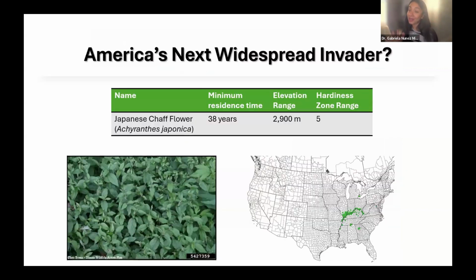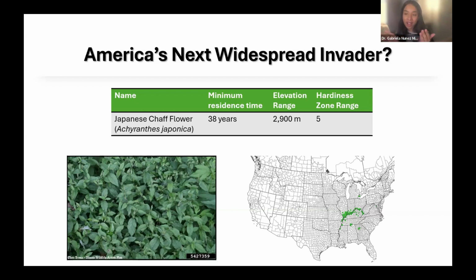And one that showed up was actually Japanese chaff flower. I believe this species is mostly in Kentucky right now. It might be in Missouri as well. It's coming up to Illinois, from what I hear from my friends with boots on the ground. So, Japanese chaff flower, Achyranthes japonica, has been in the U.S., at least as far as we know, for 38 years now. The elevation range is quite broad. Hardiness zone range as well. And just going by those preliminary results, this is what we pulled out.